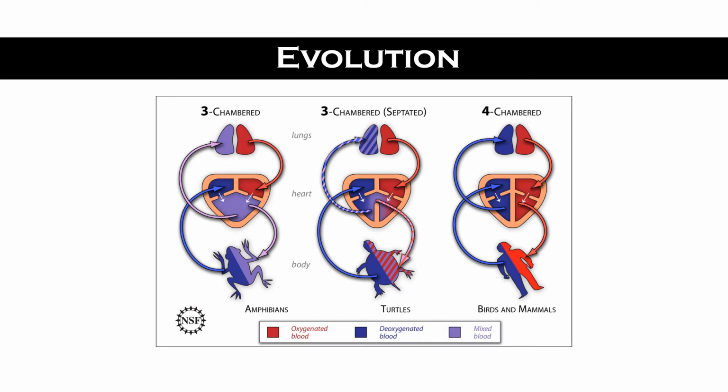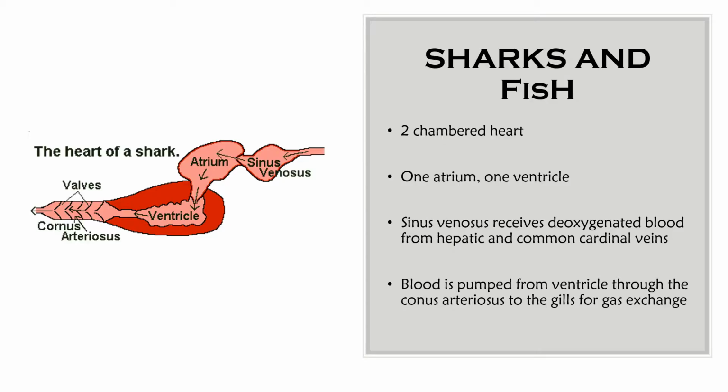So let's go over quickly the evolution of the heart. Basically, we're going to look at the chambered heart from fish to mammals and how it's different. If we begin with sharks and fish, they have a two-chambered heart, so that means they have one atrium and one ventricle. You have the sinus venosus that's receiving deoxygenated blood from the hepatic and common cardinal veins. The sinus venosus is then sending the blood to the atrium. The atrium is sending blood to the ventricle, and the ventricle is going to pump the blood through the conus arteriosus to the gills for gas exchange.